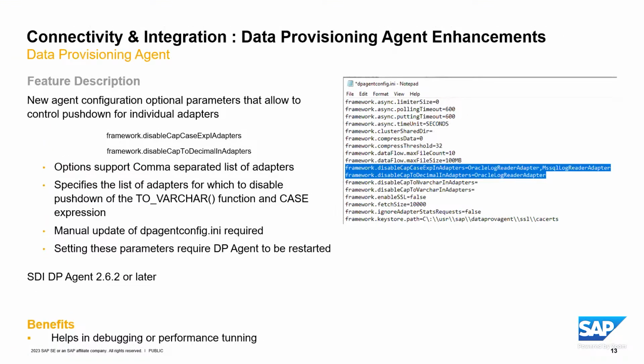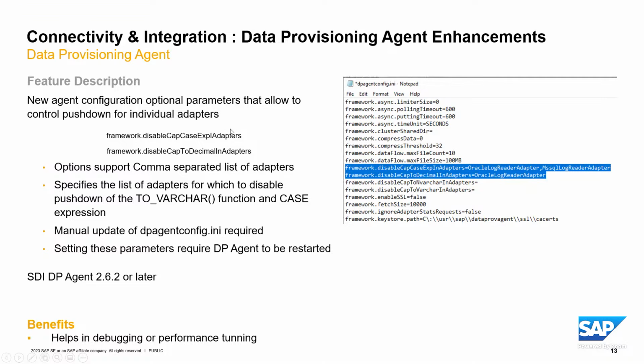The next enhancement is again for the DP agent. We added new parameters for the DP agent framework. Based on the product support tickets we have received on multiple issues, we added some new optional parameters to control the push down for performance tuning and debugging. These parameters are configurable in the DP agent config.ini for the DP agent framework.